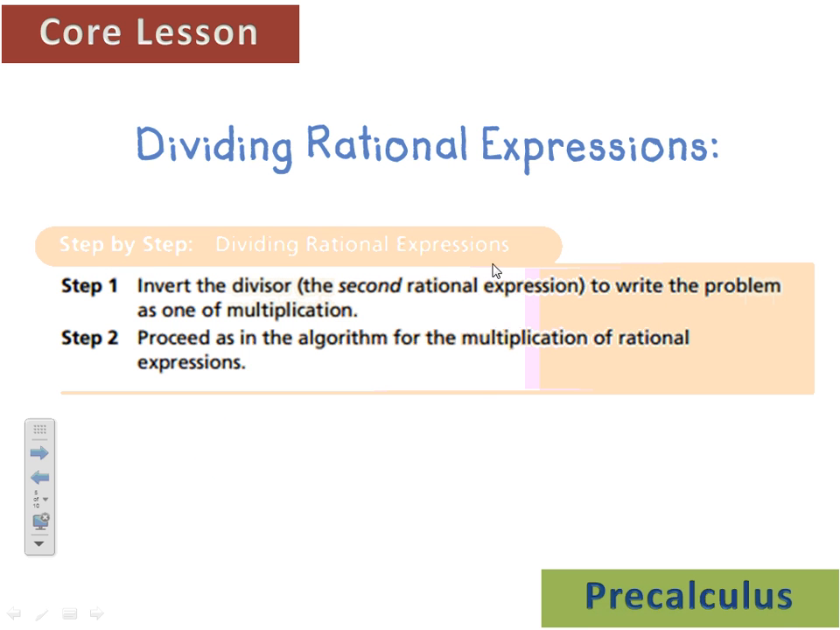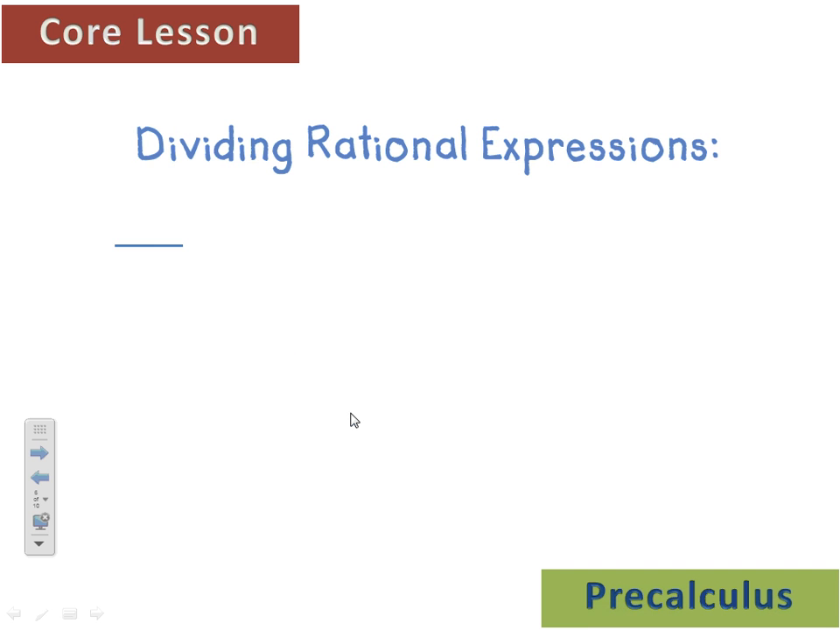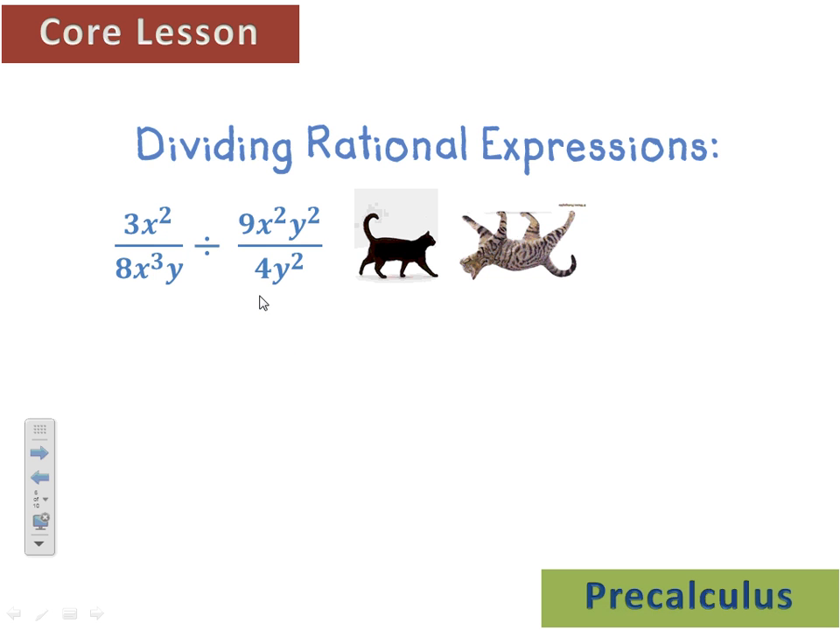Again, here are some steps that you can write down if you want to. If you do want to, go ahead and pause. If not, we're going to go on and work out two problems. First example, the cats are going to come back on the screen. You have 3x squared divided by 8x cubed y. That whole fraction divided by 9x squared y squared over 4y squared.